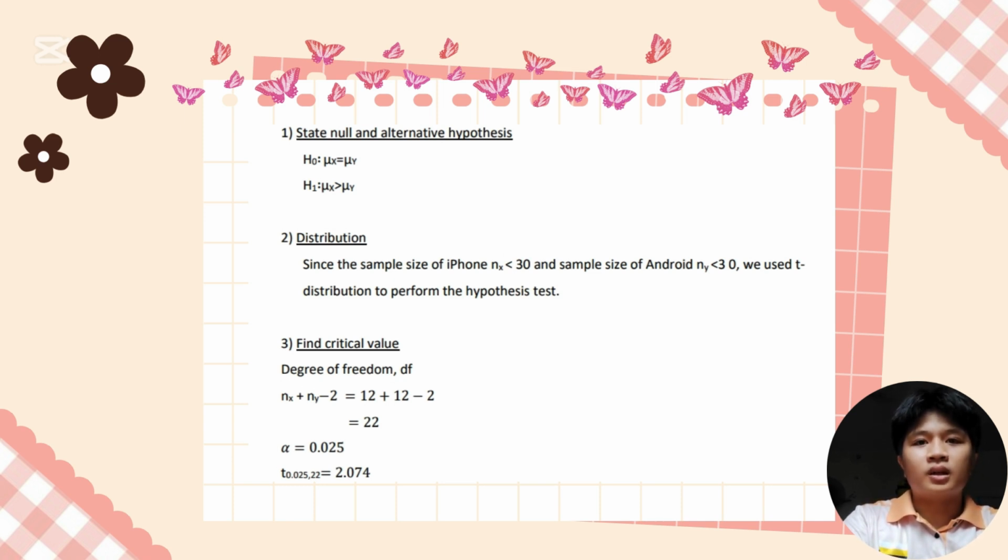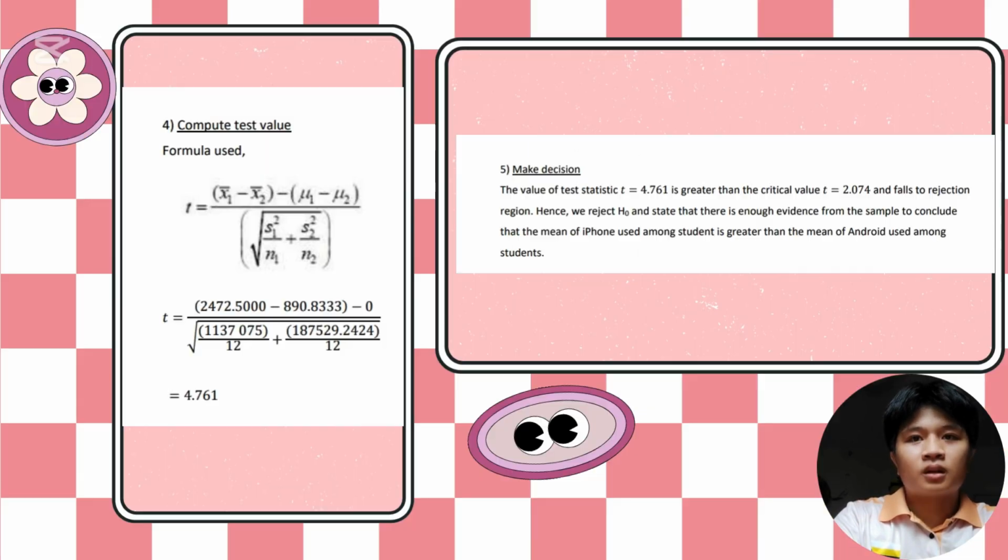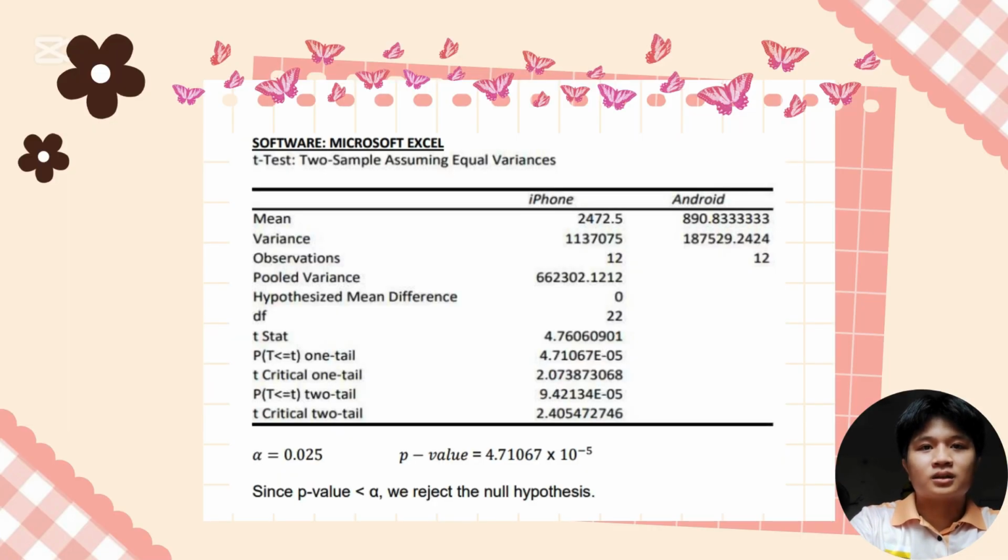After that, we find the critical value with alpha 0.025 and degree of freedom 22. This is the graph to show the critical value of t alpha 0.025 with degree of freedom 22. Step 4, we calculate the test value using this formula, and we got 4.761. And the last step is we make a decision, and state we reject H null, and state that there is enough evidence from the sample to conclude that the mean of iPhone is greater than the mean of Android. This table shows the Microsoft Excel output of our analysis.